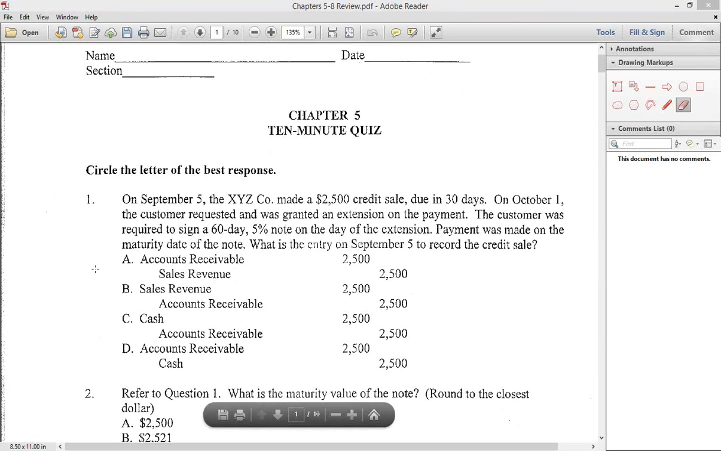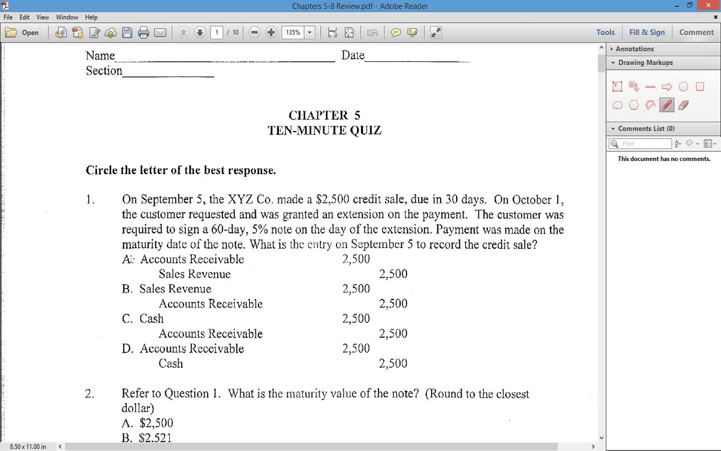Yes, the answer to the first one is A, accounts receivable and sales revenue. This is an example, as you read through this problem, of where they've given you a lot of information, and then they go back and ask you a question about the very first item. So in this case, the first is A.